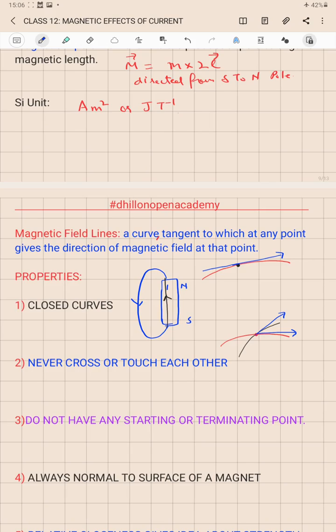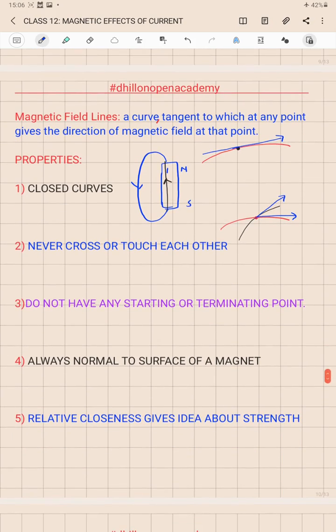Field lines are always closed curves, so they do not have any starting point or terminating point. But an important thing, they will always be normal to the surface of the magnet. Just like electric field lines are always normal to the surface of a conductor or the charge, magnetic field lines are always normal to the surface of a magnet.